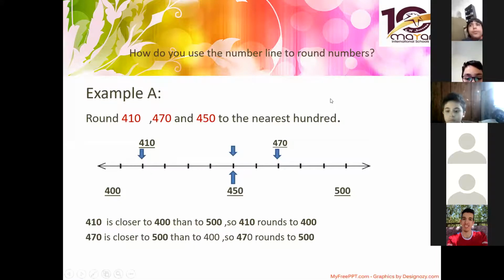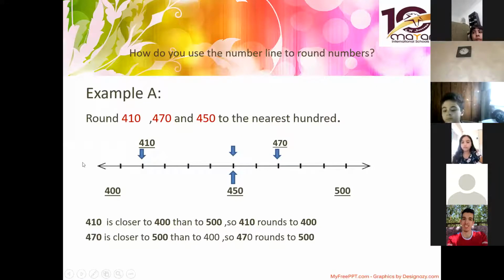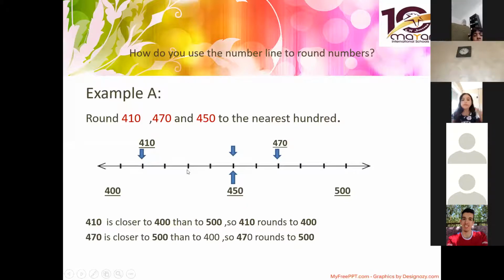Now, Khalid. Yes, teacher. Hi, Habibi. We have 450. 450 is exactly in the middle. So, do we round it to the smaller 100 here or to 500? To 500, I think. Yes. Good job. Thank you, Khalid. What about 470?